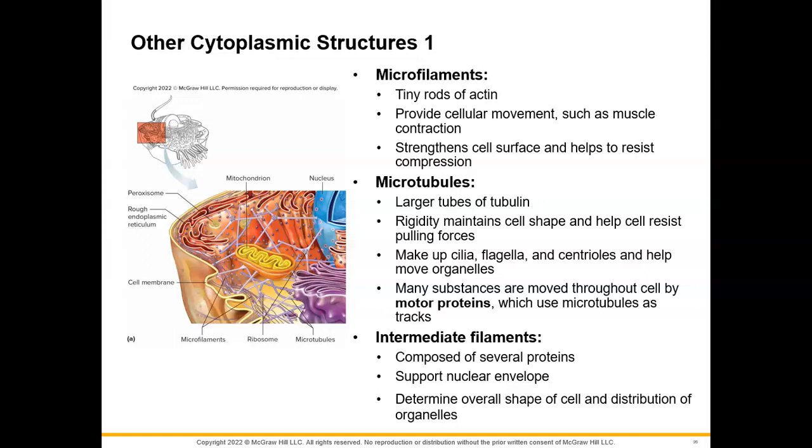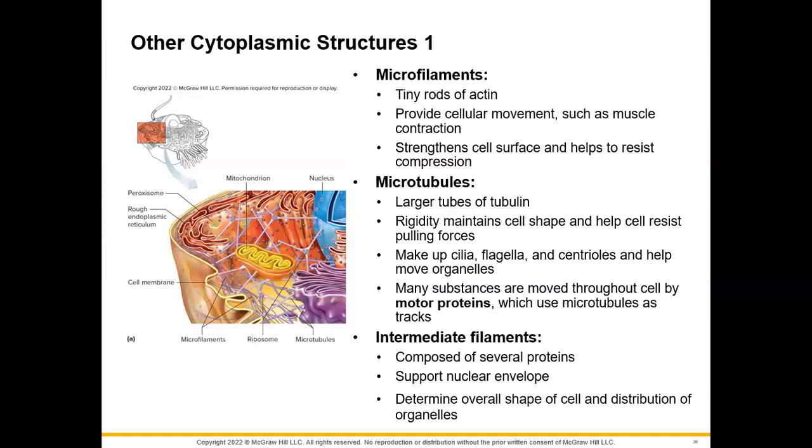Microtubules are larger tubes of tubulin. Their rigidity maintains cell shape and helps cells resist pulling forces. They make up cilia, flagella, and centrioles and help to move organelles. Many substances are moved throughout the cell by motor proteins, which use microtubules as tracks.